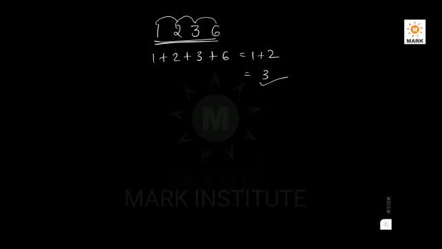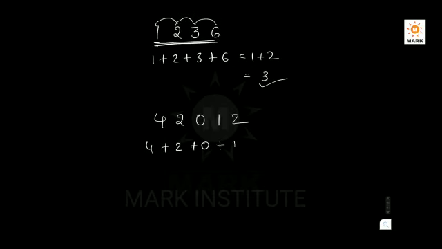Suppose I take one more example, 42012. That means 4 plus 2 plus 0 plus 1 plus 2. 0 does not matter, but just for formality I am writing it. What is 4 plus 2? 6. 6 plus 0, 6. 6 plus 1, 7. 7 plus 2 is equal to 9. Yes, 9 is a multiple of 3. That means this entire number is divisible by 3. So if the digital sum of the number is 3 or a multiple of 3, then that whole number is divisible by 3.